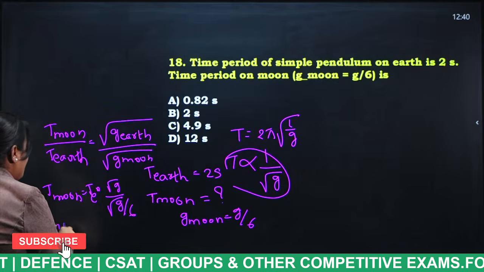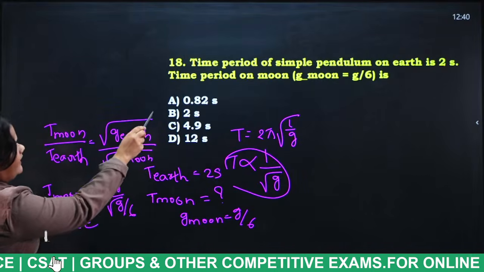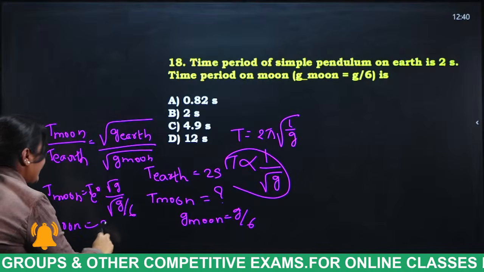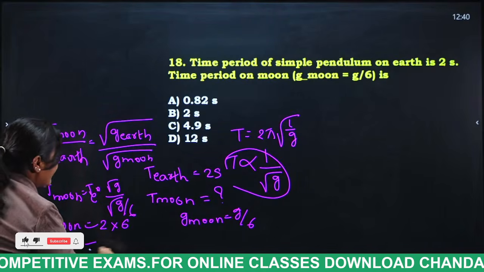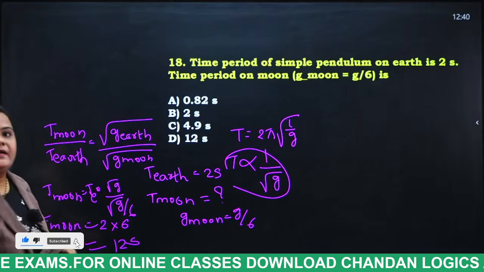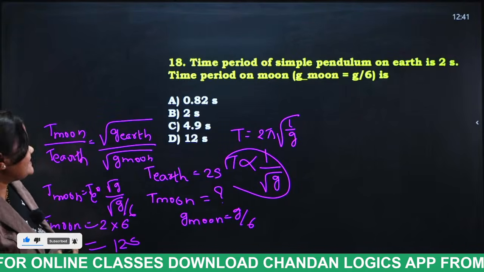T moon is equal to... what is the time period of earth? Time period of earth is 2 seconds into 6. So what is the answer, students? 12 seconds. Very good.